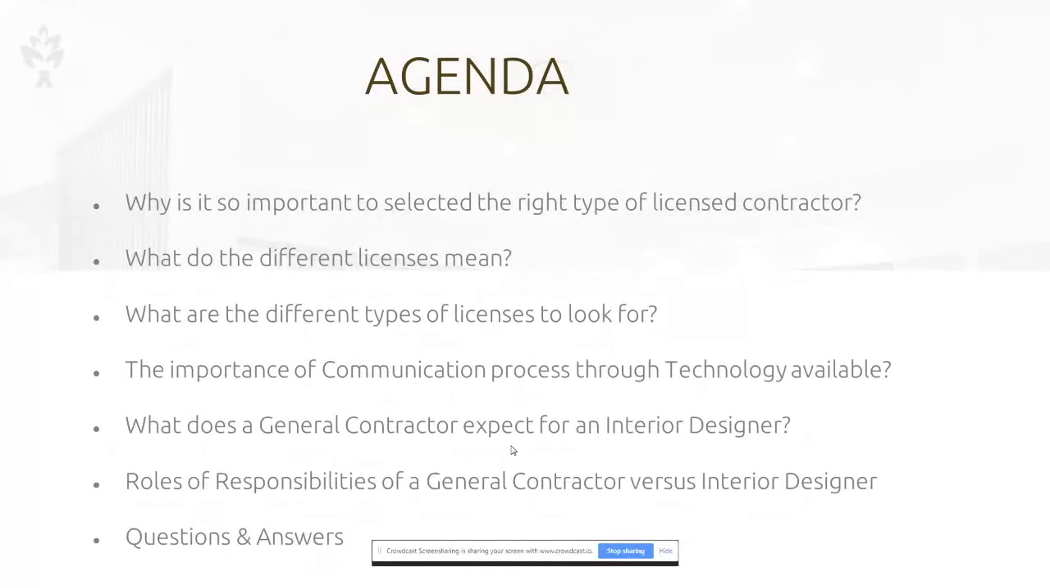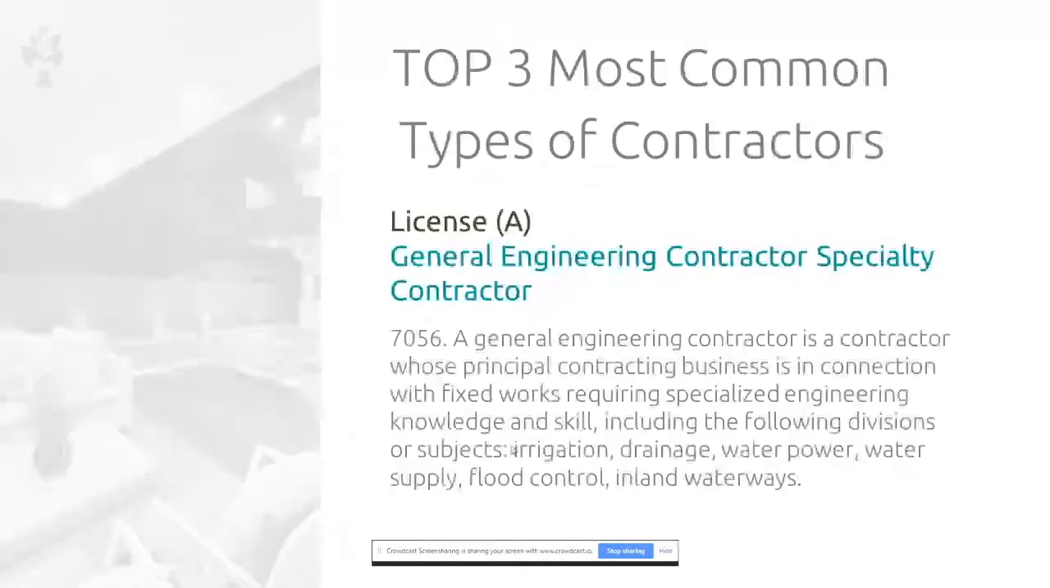So the three most common types of contractors when you're remodeling, renovating, or building from scratch are the three licenses that I'm going to review with you right now. License A is more general engineering. These are people with a very specific skill set for irrigation, flood, water, power. So these are a little bit more specialized. This will be more of the commercial side of the contracting business, usually when you see license A.